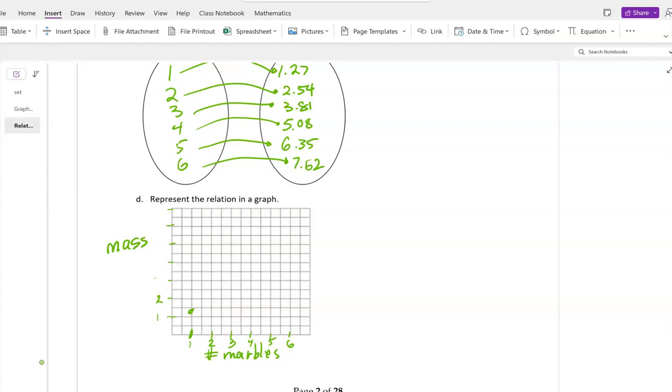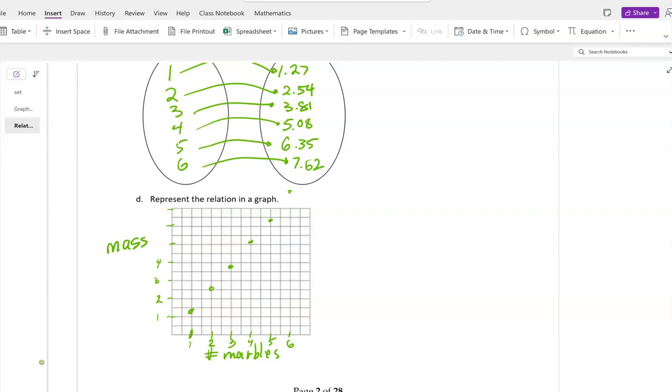3 marbles, okay, where's 3.81? That's going to be just a little bit shy of 4. Okay, and 4 would be 5.08. 5 would be 6.35. And 6 would be like right off the chart here. Okay, so that would be representing it as a graph.